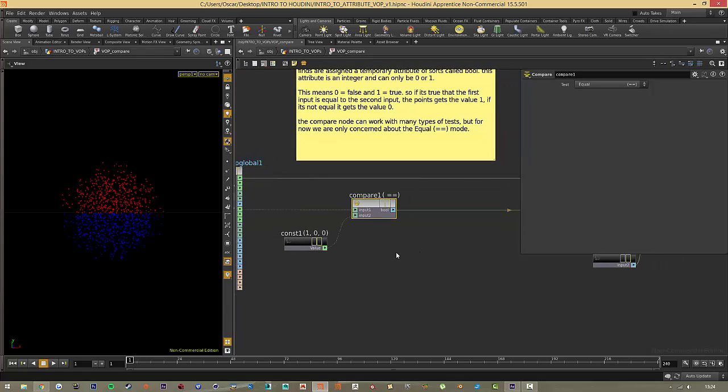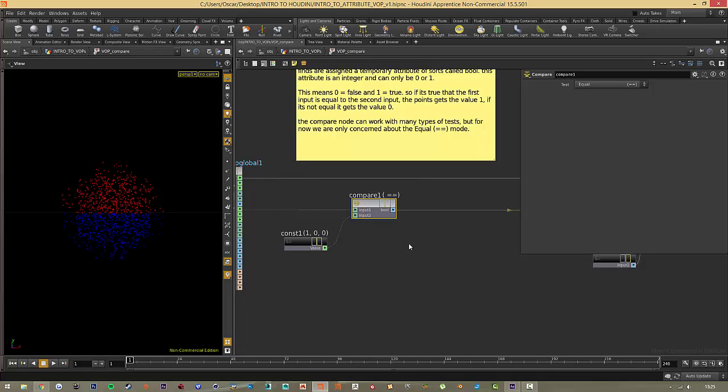And what it's going to do is it's not going to delete anything. It's not going to do anything like that. The only thing that this compare node is going to do is add a Boolean value to these points. A Boolean value might be a little bit hard to understand. You can look it up on Wikipedia or whatever. But a Boolean is basically a statement that something is true or false.